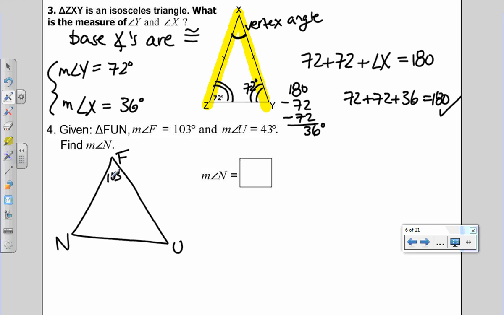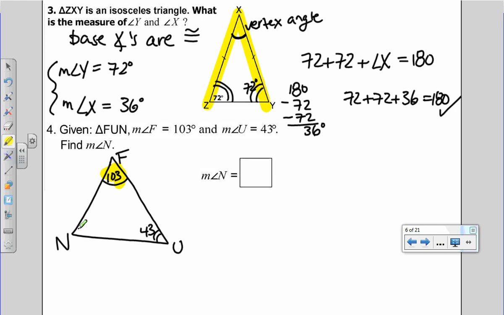I'm putting it in between the two sides to show that it is an angle. Angle U is 43. Careful not to mark it the same way because they're not actually congruent. And we are trying to find the measure of angle N, this missing one right here.